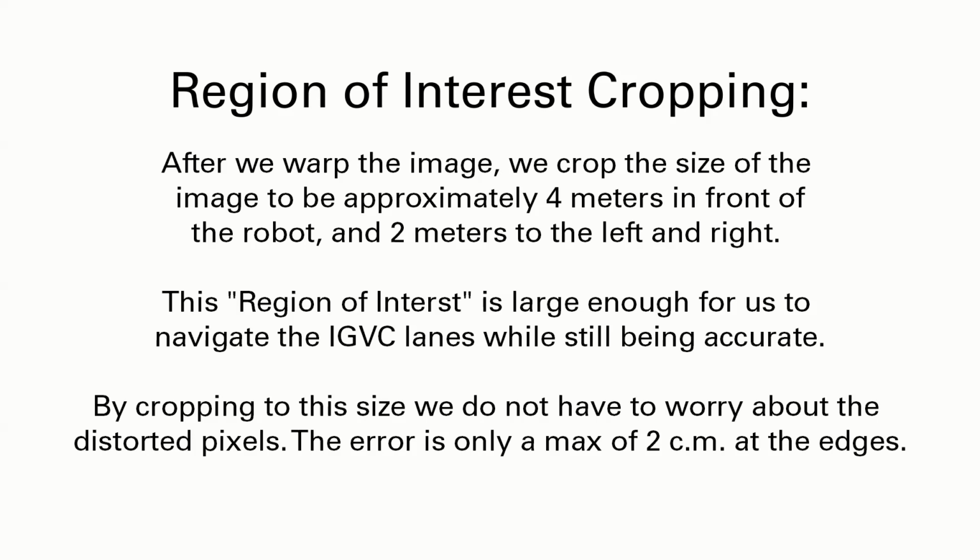The lanes will be seen and will be far enough forward for the robot to plan where it's going to go. By cropping to this size, we don't have to worry about those distorted pixels. At the farthest distance, the error will only be about 2 centimeters.